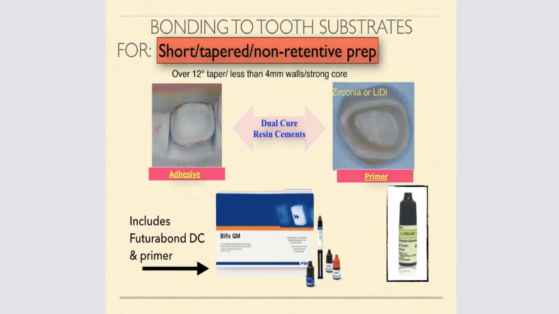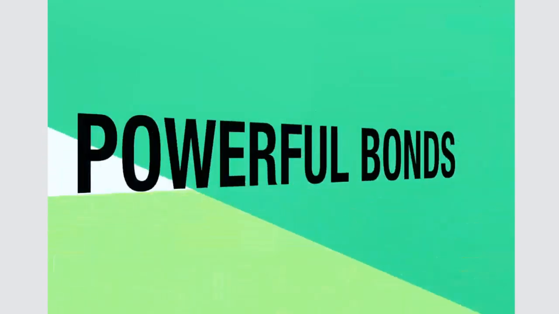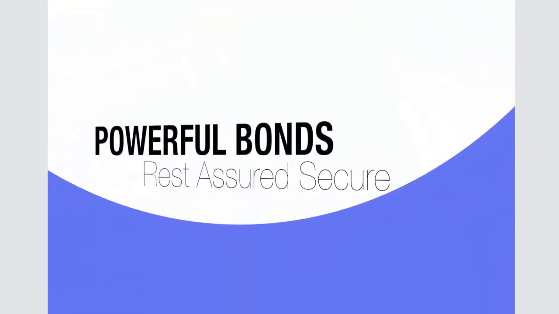So be careful when you buy these things because this Bifix QM is awesome. It comes with everything you need: the adhesive, this resin cement, and the primer. I'm going to show you a video of how I use a dual cure luting cement, and it's pretty straightforward. I'm going to try to narrate it as it goes along, but it's a very strong bond. So if you have a short, tapered, non-retentive prep, this is where I would go all day of the week.